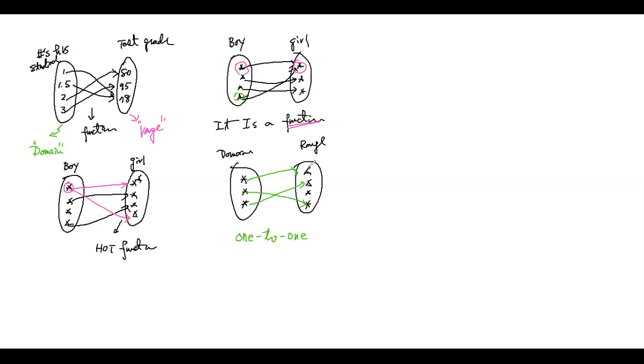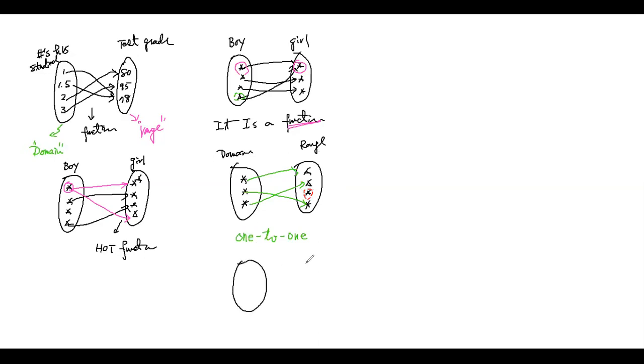But then here I have 4 girls, so I have one value that nobody invited, but that's fine. That's why we said 1-to-1 means one boy, one girl. So one element in the domain gets one element in the range. Okay, so this is 1-to-1.